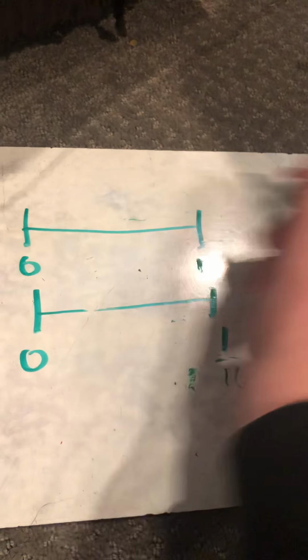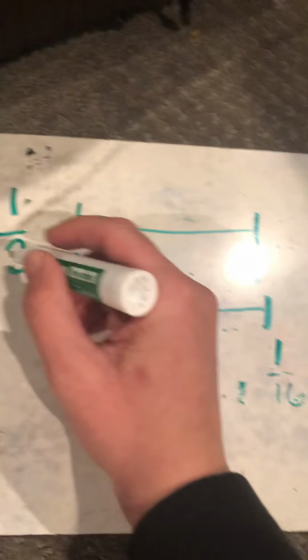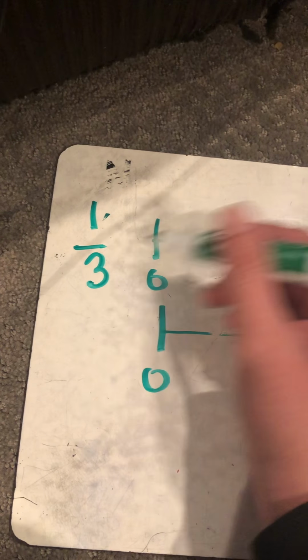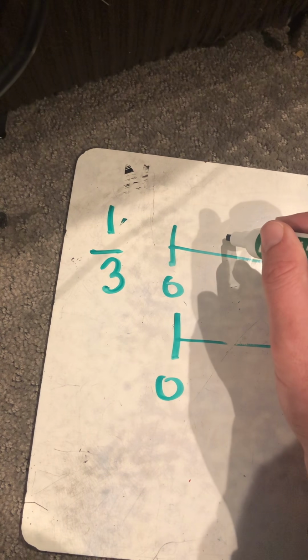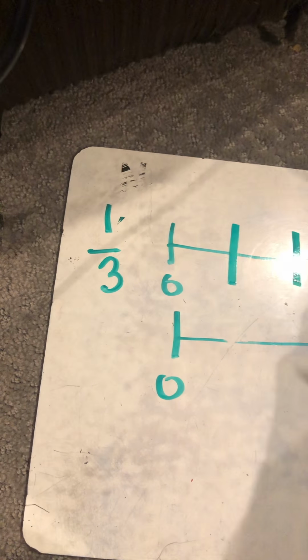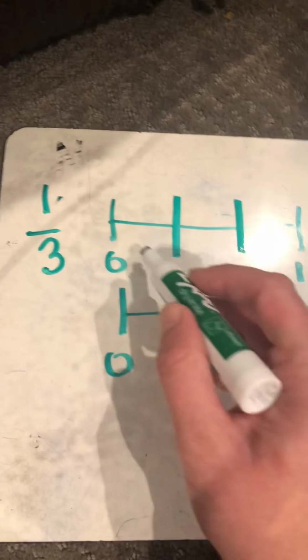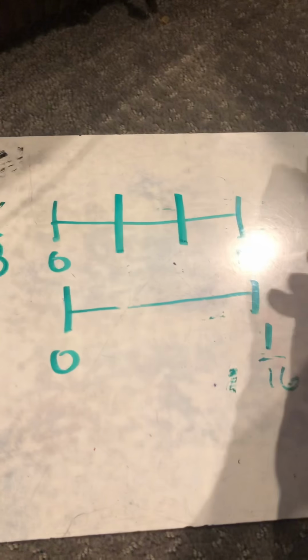Alright, so this is 1/3, so we're going to partition it into thirds because 3 is the denominator. It's telling us to partition, so we go 1, 2. You just need 2 lines. So that's 1/3, 2/3, 3/3.